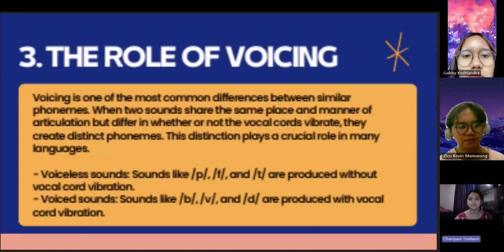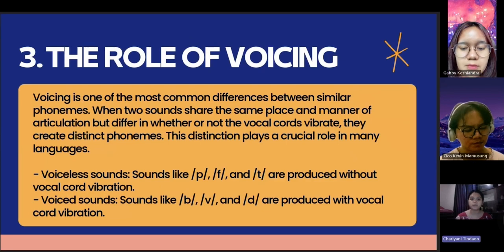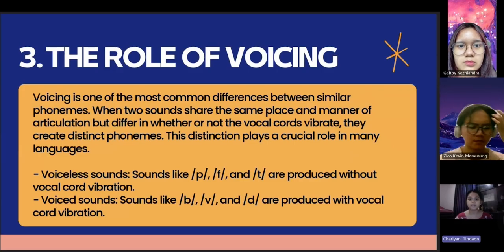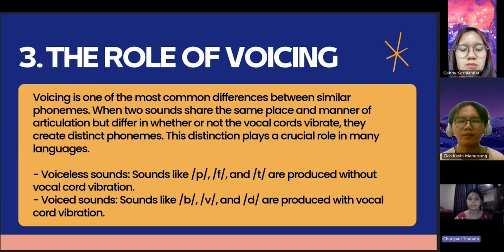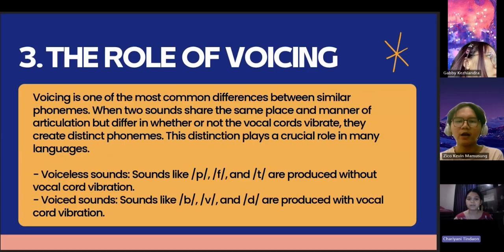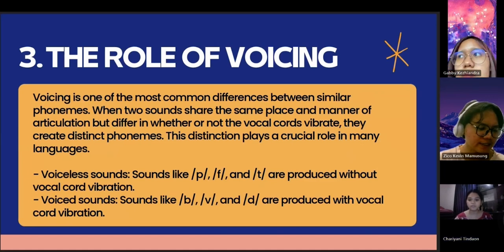And the third is the role of voicing. Voicing is one of the most common differences between similar phonemes. When two sounds share the same place and manner of articulation, but differ in whether or not the vocal cords vibrate, they create distinct phonemes, and this distinction plays a crucial role in many languages. Voiceless sounds like P, F, and K are produced without vocal cord vibration, and voiced sounds like B, V, and D are produced with vocal cord vibration.